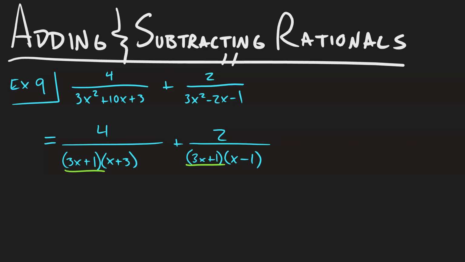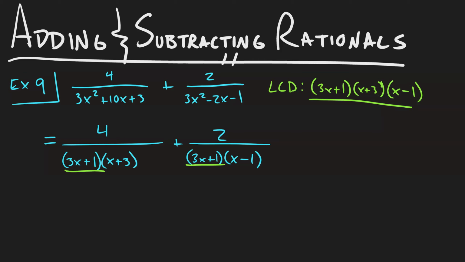Now, in this case, we're going to have to think about what our least common denominator is going to look like. So remember that a least common denominator has all the same factors. So we already have one of those. That's 3x plus 1. Now, both of our fractions are going to also need to have x plus 3, since that factor is present in our first fraction. Now, our second fraction also has the factor x minus 1. So our least common denominator is going to look like this.